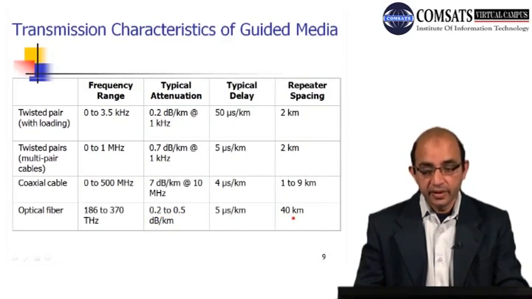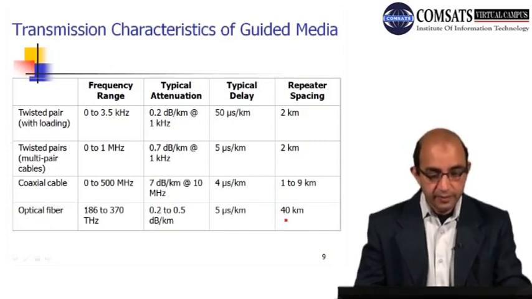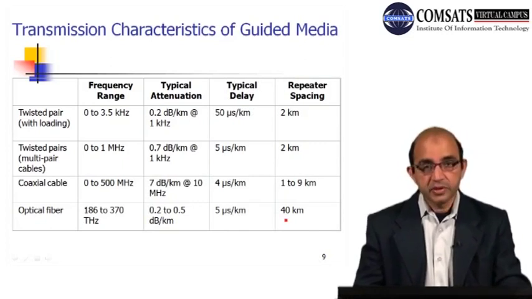And you can see the repeater spacing is again on the higher side, 40 kilometers. So it means this can be a useful medium if we want to have data transmission between different cities, right? So these are the transmission characteristics of guided media.